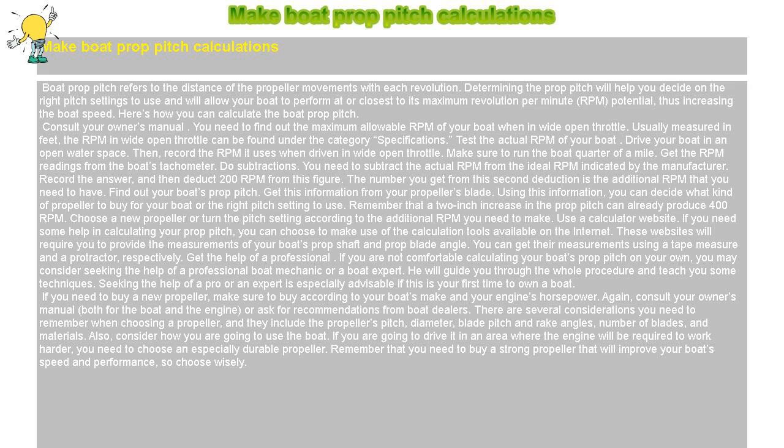Consult your owner's manual. You need to find out the maximum allowable RPM of your boat when in wide open throttle. Usually measured in feet, the RPM in wide open throttle can be found under the category specifications.